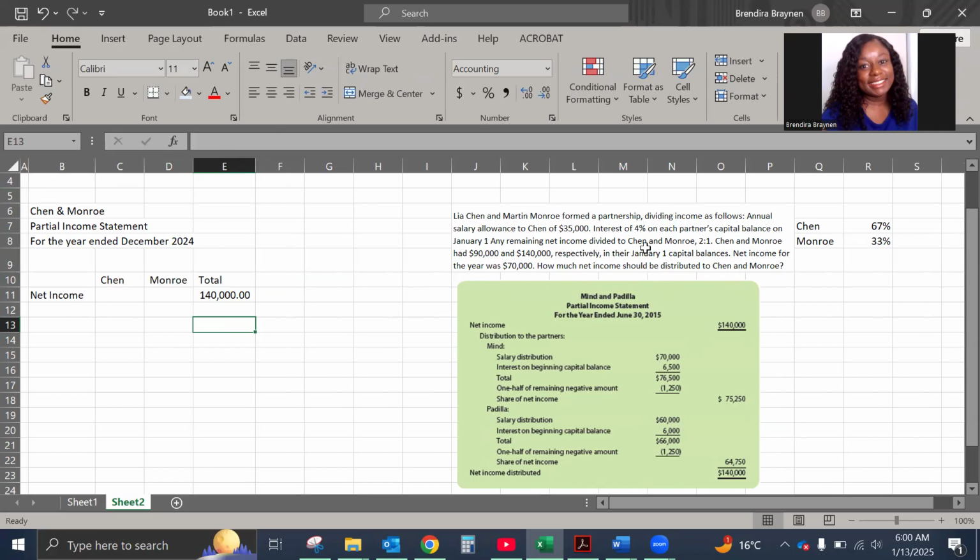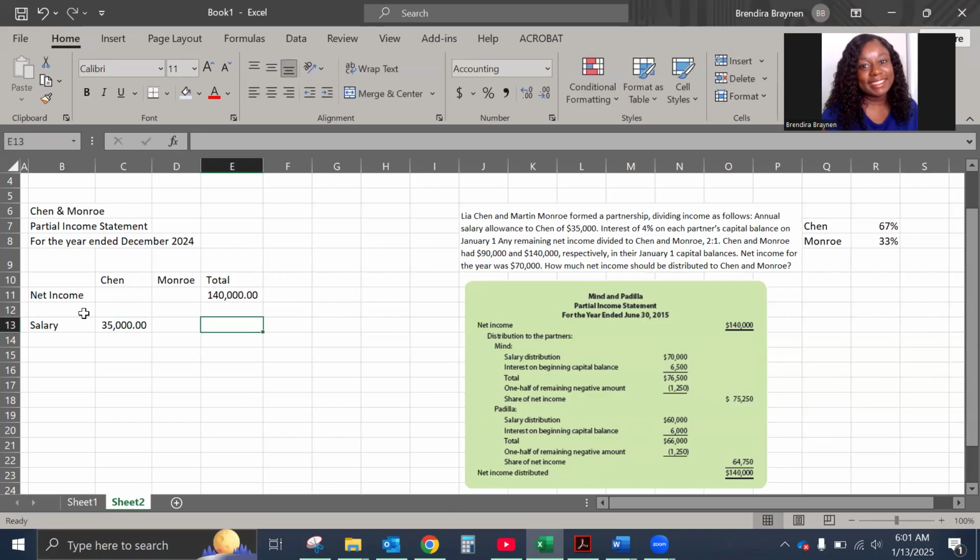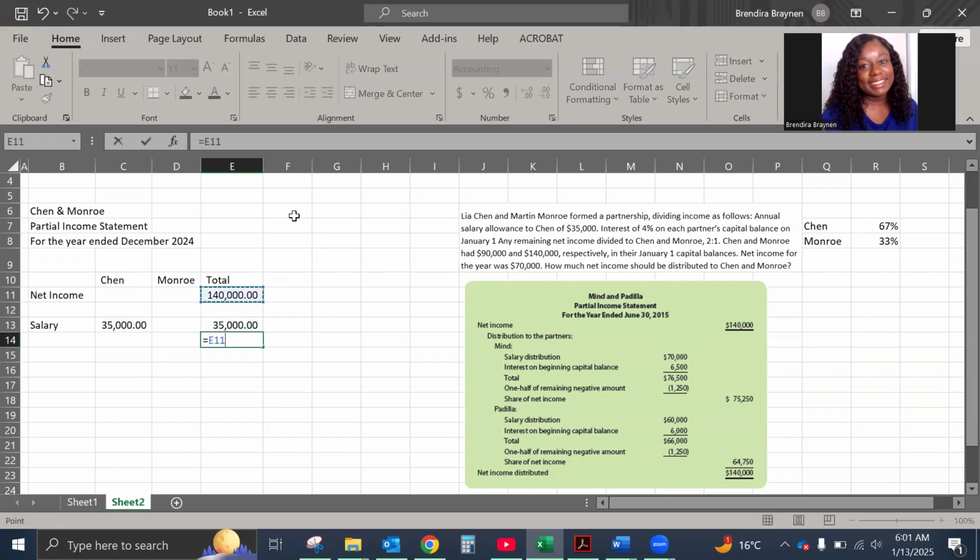The first thing they say is how income is divided as follows. You always follow what the question says is the way that income is divided. They say that Chen gets a salary of $35,000. So somebody is going to get a salary. Chen gets a salary of $35,000. Okay, so that means, therefore, Monroe doesn't get one. So the total salary given is going to be 35. I now need to look and see, okay, that's a portion of my income gone.